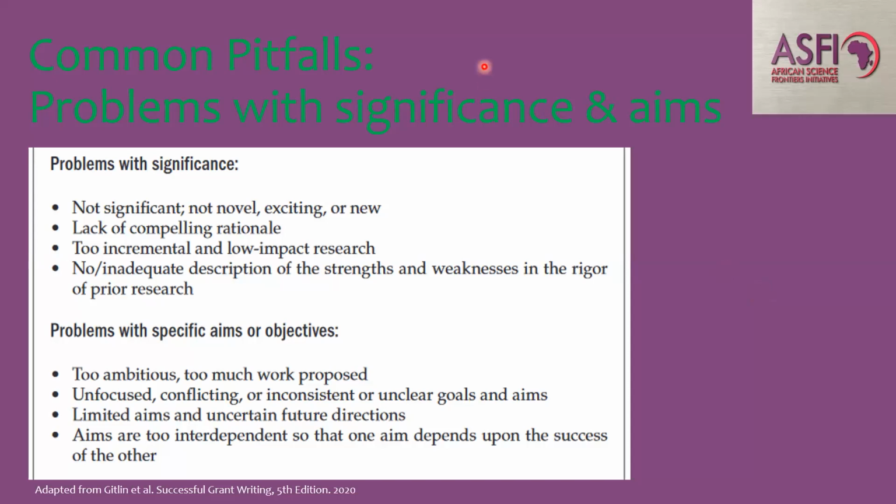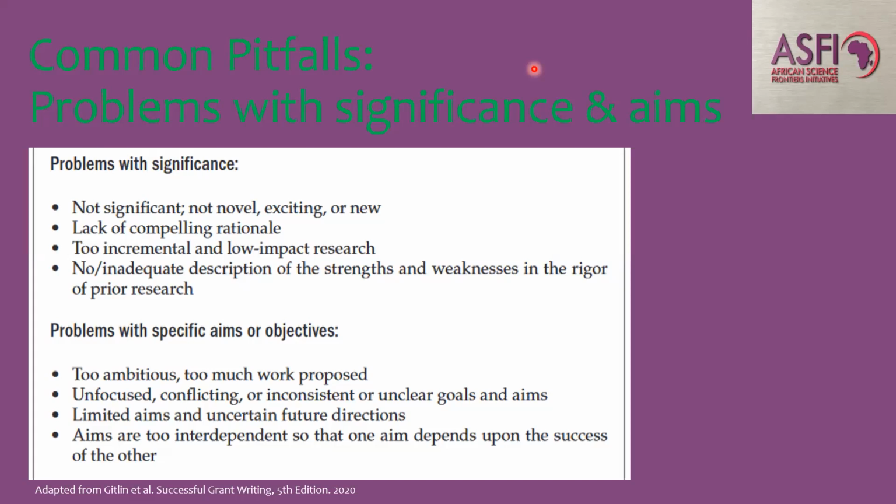Okay. So if you don't have enough description of the strengths and weaknesses of prior research, and I highlighted that when you are proposing your background and significance, you have to indicate what has been done, what is the gap, what we know, what we don't know. You need to convincingly provide that.